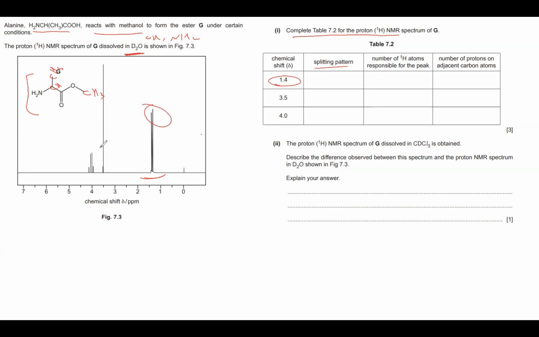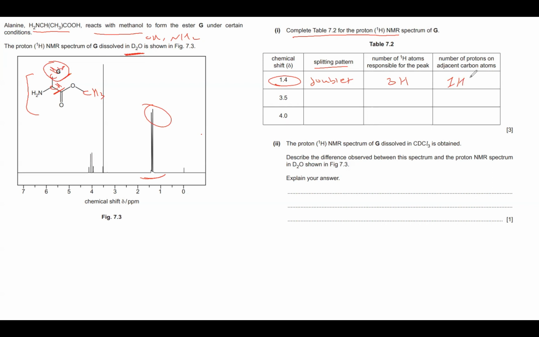Just try to show all the hydrogens you got. Okay, we have doublet here. Because we have doublet, that means the group of hydrogens beside them has only one H. So that's why we get doublet. Okay, here we have CH3, and on the adjacent carbon atom we have one H. That's why this CH3 group will give us a doublet. So splitting pattern is doublet, and the number responsible for this is 3 hydrogens, and the number of protons on the adjacent is 1 hydrogen.